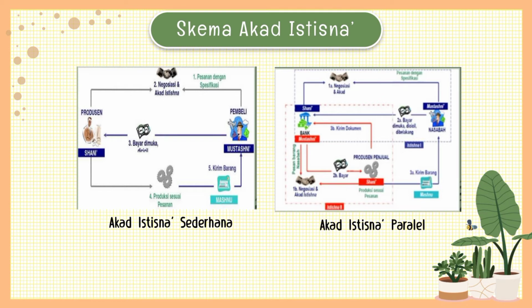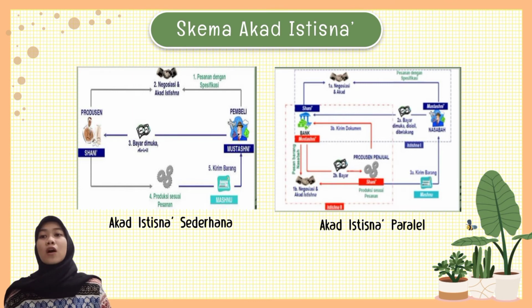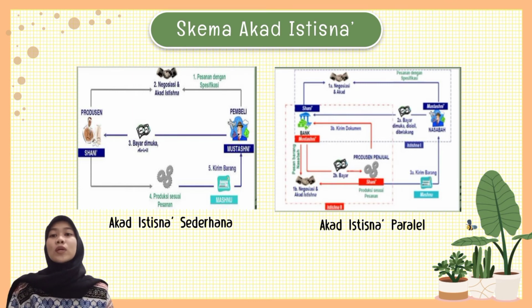When stages 2A and 2B have been carried out, then proceed to stage 3A, namely the producer will send the goods to the customer. Since the ordered item is a house, what is given to the customer is a building and proof of ownership. Meanwhile, the documents or proof of ownership will be sent to the Islamic bank.